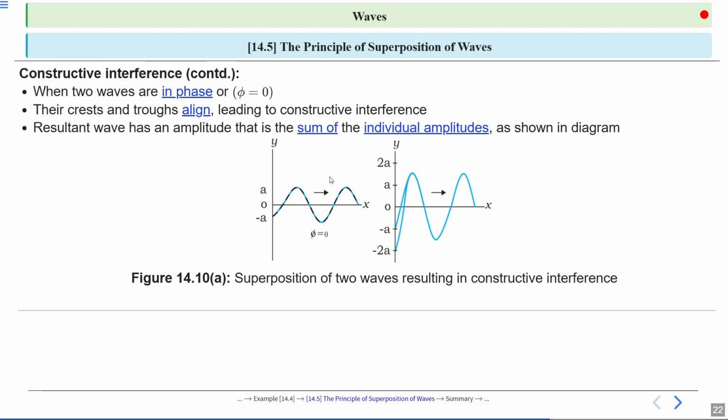So you can see this clearly in figure 14.10a, where the two waves overlap. The new wave is taller than either original wave.